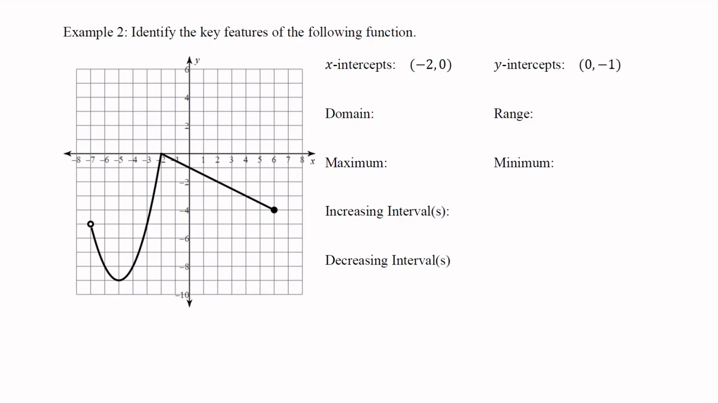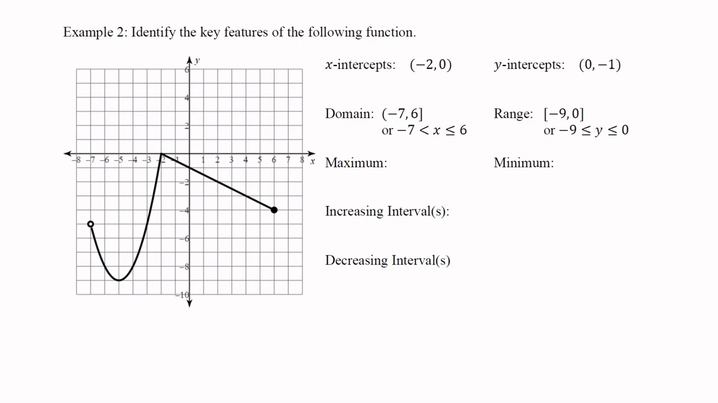Our domain, our leftmost x value is -7, but we don't include it because we have an open dot. Our rightmost value is 6, and we include that because we have a closed dot. Our range, our bottommost y value is -9, and our topmost is 0. And we include both ends because we do touch both of those y values with our graph.